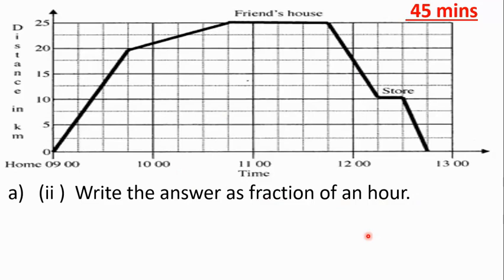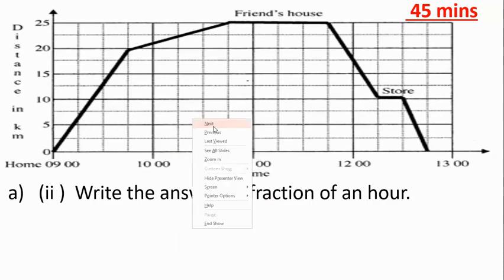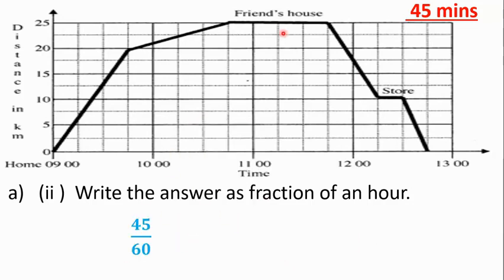That's interesting. 3/4. That's still interesting. 45 over 60. Okay, let's put 45 over 60 and see what it says. What number can I use to reduce these two numbers? 5. 45 divided by 5.